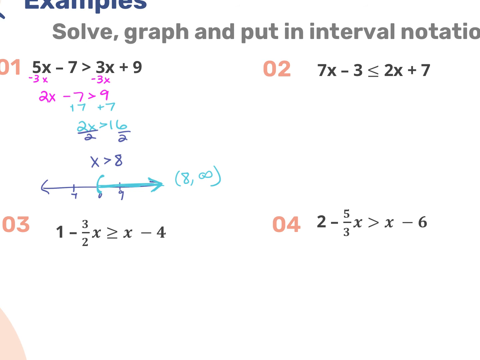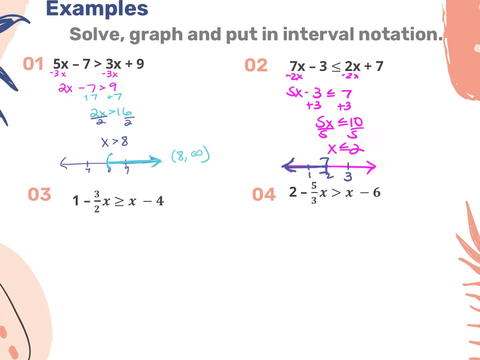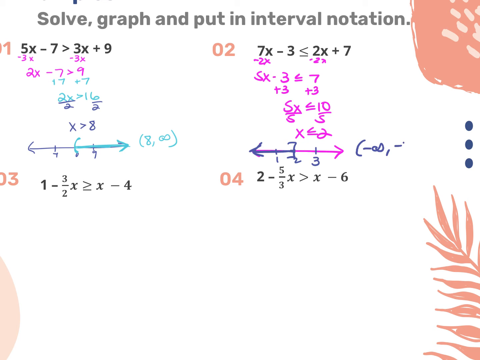Go to 2. 7x minus 3 is less than or equal to 2x plus 7. Subtract the 2x. 5x minus 3 is less than or equal to 7. Add the 3. 5x is less than or equal to 10. Divide by 5. X is less than or equal to 2. 1, 2, 3. Parentheses or bracket? Bracket, left or right? Left. So I'd get negative infinity to positive 2, sorry, with a bracket on the positive 2.